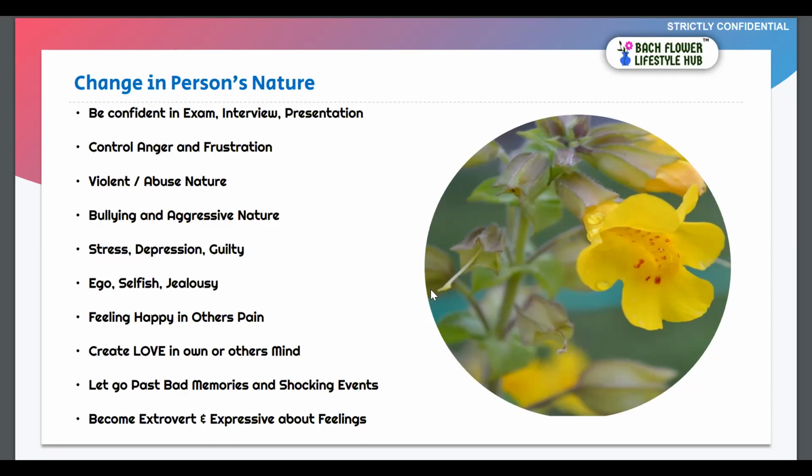Let go of past memories and shocking events. Okay. Become an extrovert and expressive about feelings. That is really important. If you look at me, I was also an introvert personality, and I transformed myself to be more expressive and better at speaking in front of people and dealing with people in a positive way. So that kind of change we can very easily bring for people who are so scared and so introvert in their nature. Okay.